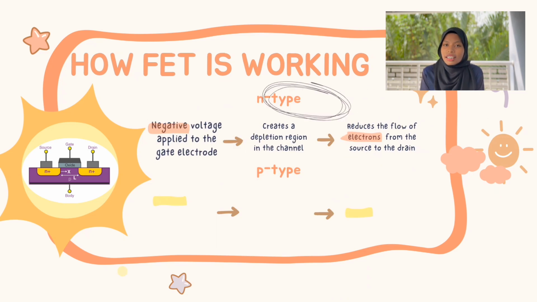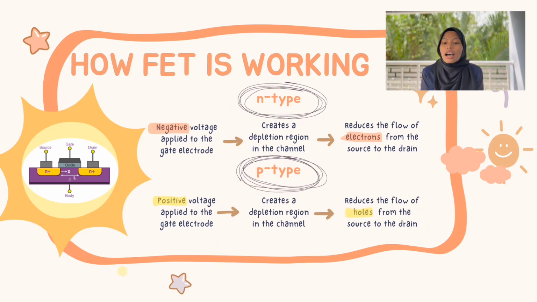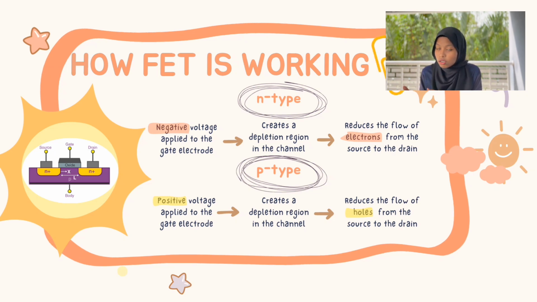In the case of an N-type FET, a negative voltage applied to the gate electrode creates a depletion region in the channel, which reduces the flow of electrons from the source to the drain. In contrast, a positive voltage applied to the gate electrode of a P-type FET creates a depletion region that reduces the flow of holes from the source to the drain.